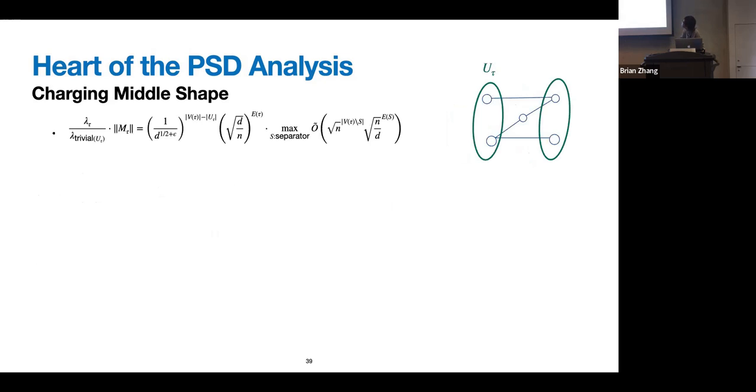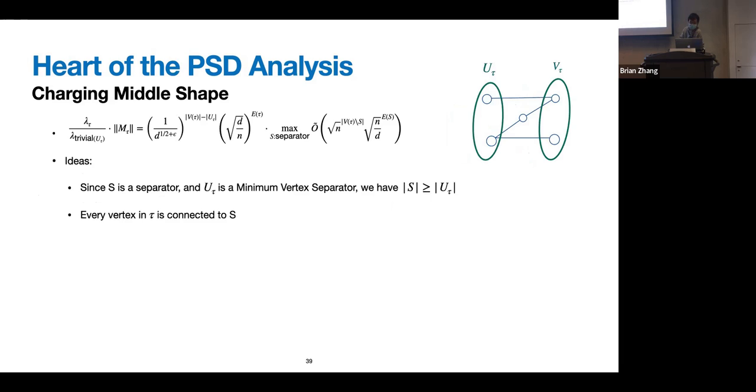Any idea? Because we know S is a separator and U tau is a minimum vertex separator, we know the size of S must be bigger than U tau. And let's pretend every vertex in tau is connected to S. This is because each vertex in tau is going to be connected to U tau, the left or the right part, by our truncation. I think this is something you can stay at for a second and believe it.